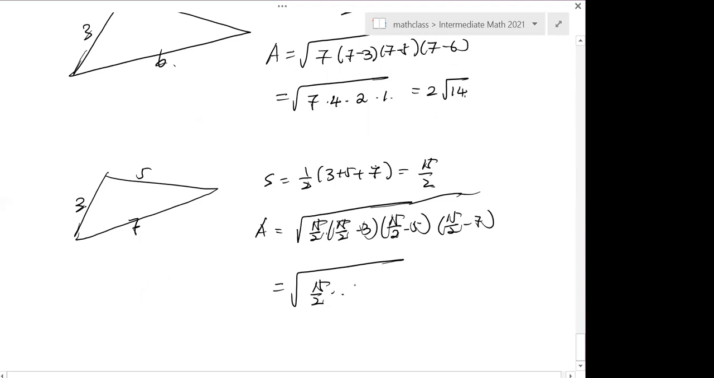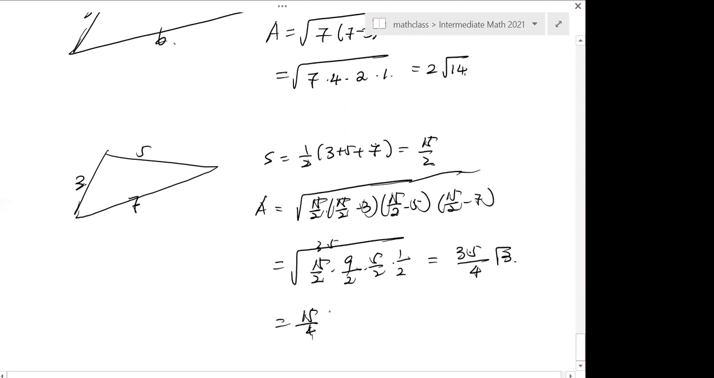This will be 15 minus 6, 9. 15 minus 10, 2. And 15 minus 14 is 1. So you will see it's not too bad, right? 15 here is 3 times 5, so you have a double 5, and you have a 3 times 5 and the square root of 3. So you get 15 over 4 times the square root of 3. Now that's all you have.